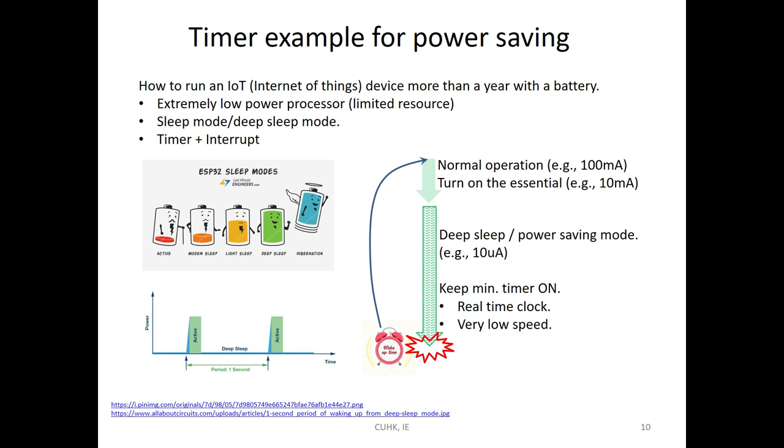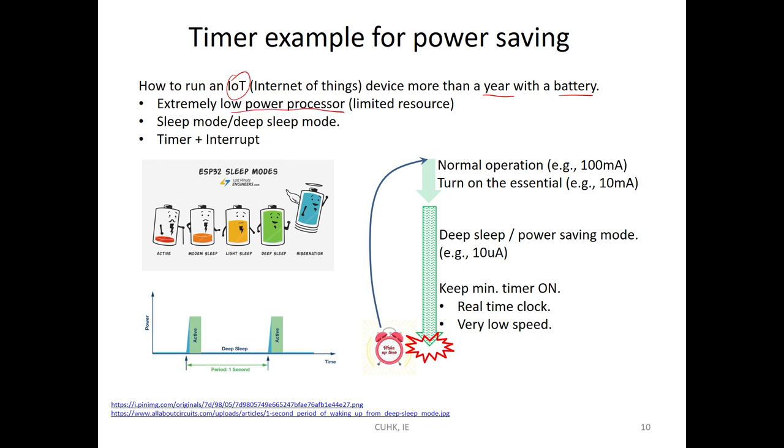Okay. Then why is the timer important? Now today, a very hot topic is IoT. When you make an IoT device, maybe you want a battery to operate your device for more than years. How to do that? Okay, of course, you have to use a low power processor, right? But it's not enough.